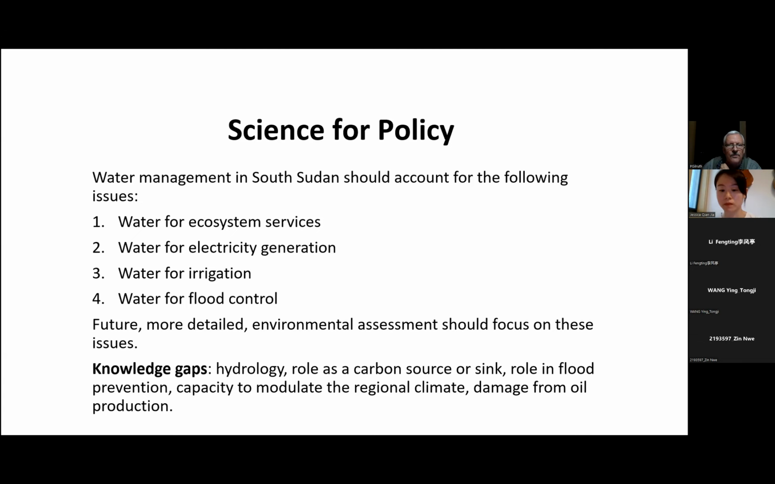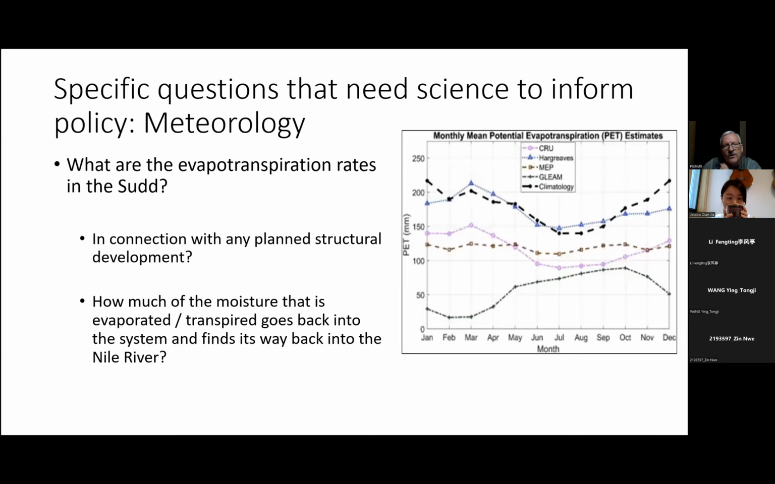Examples of specific questions that need science to inform: what are the evapotranspiration rates in the Sudd, particularly in connection with any planned structural development, and how much of that moisture that is evaporated or transpired actually makes its way back into the system and finds its way back into the Nile River? This has not been calculated, but it's certainly a need if you're planning on doing any infrastructure.